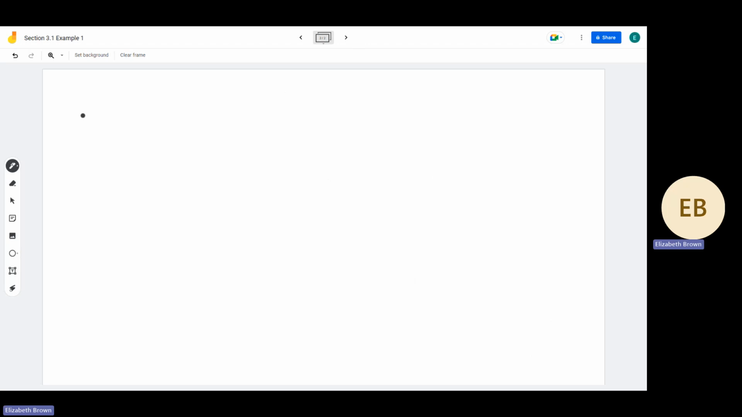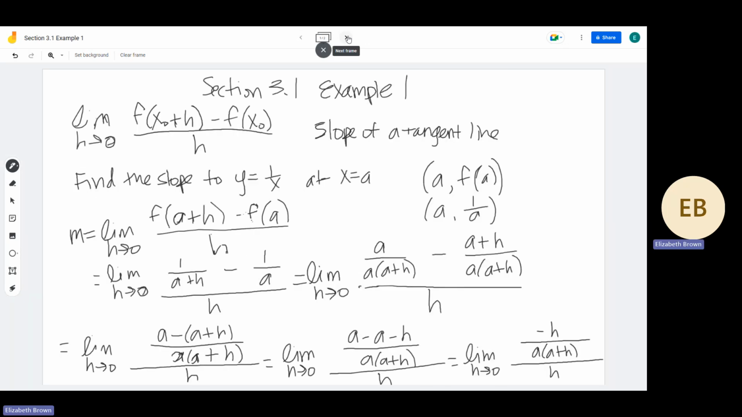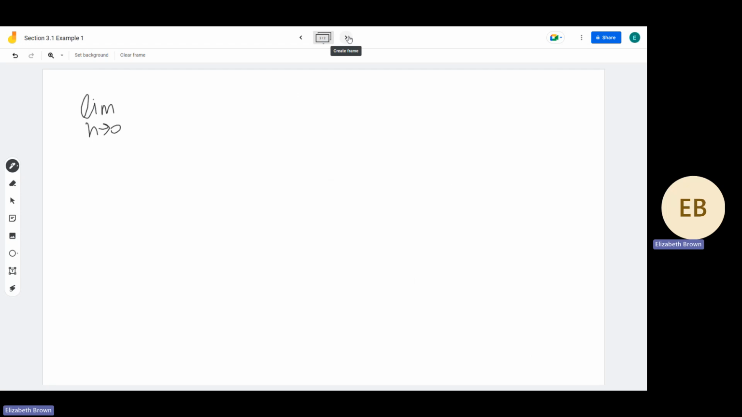So we have the limit as h approaches 0 of negative h over a times a plus h, all over h. Let's see, did I write that down right? Yep. Okay. So now the question becomes, how do we deal with a fraction divided by something else? And the answer for that, thankfully, is quite simple.